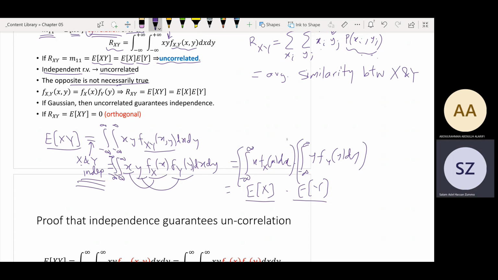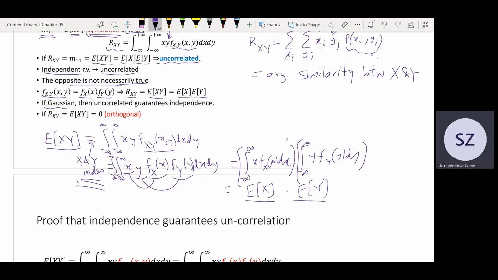So basically, independence means that the joint PDF decouples into the marginals, which leads to the correlation decoupling into the means. But the correlation decoupling into the means does not give us any information about whether the joint PDF decouples into the marginal PDFs. Okay? That's really the tendency. Later we'll show that if you have Gaussian, then uncorrelated guarantees independence. But don't rush to it.